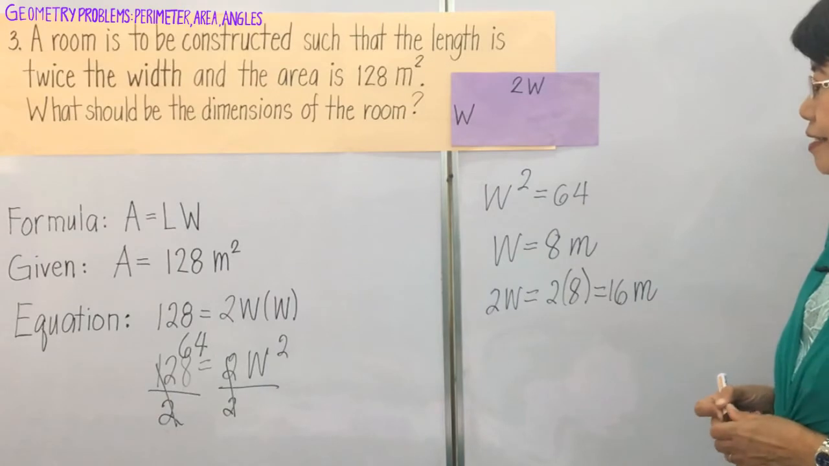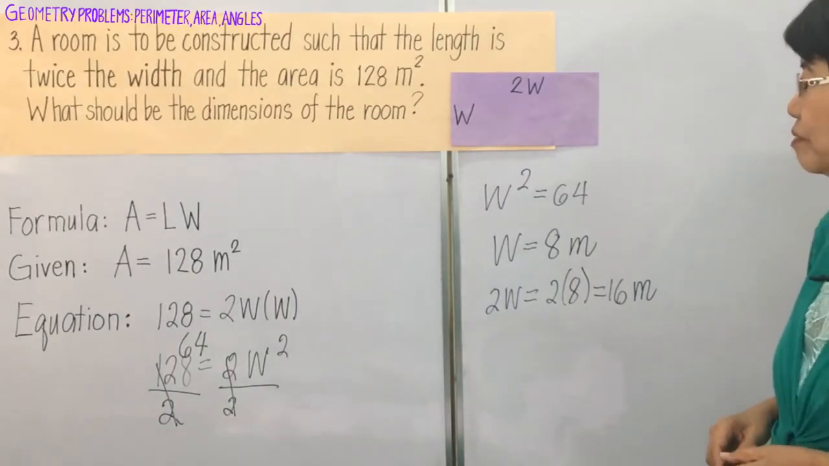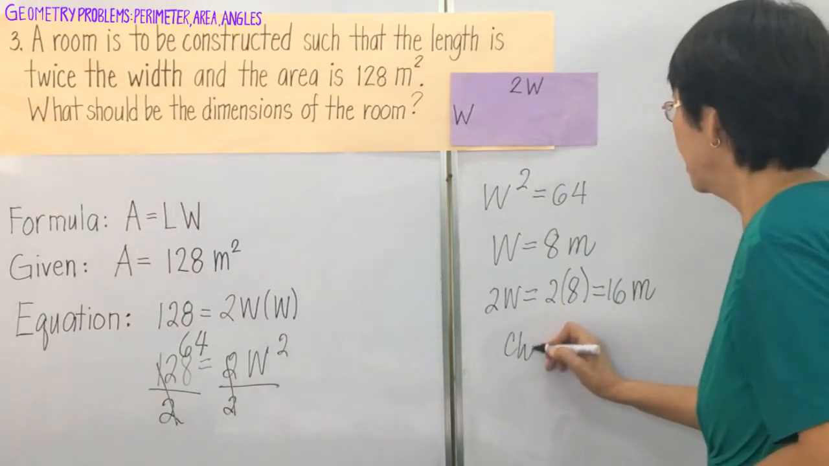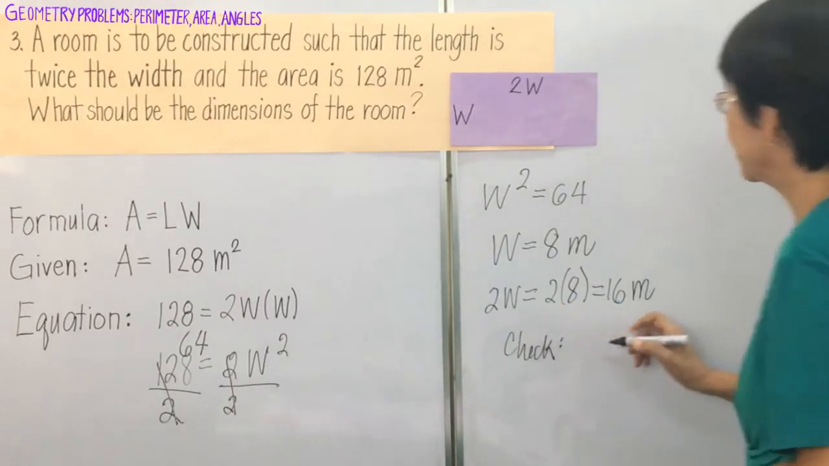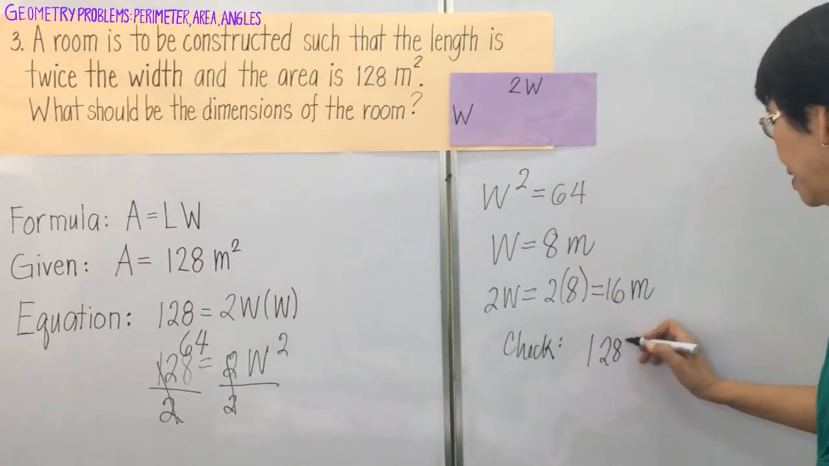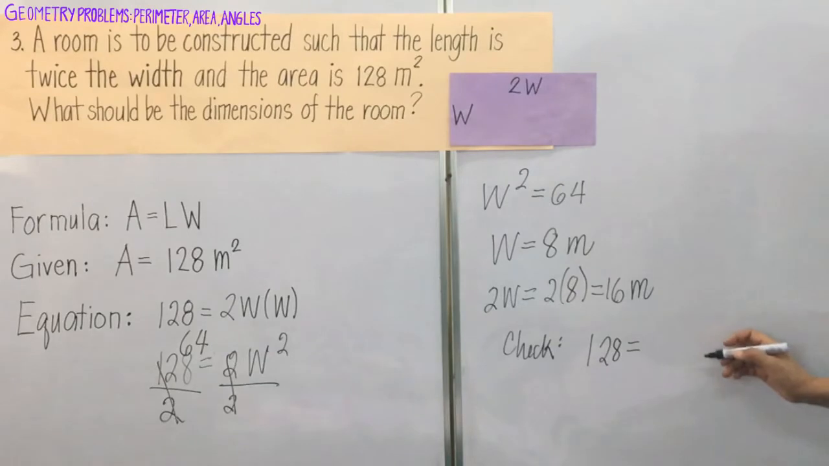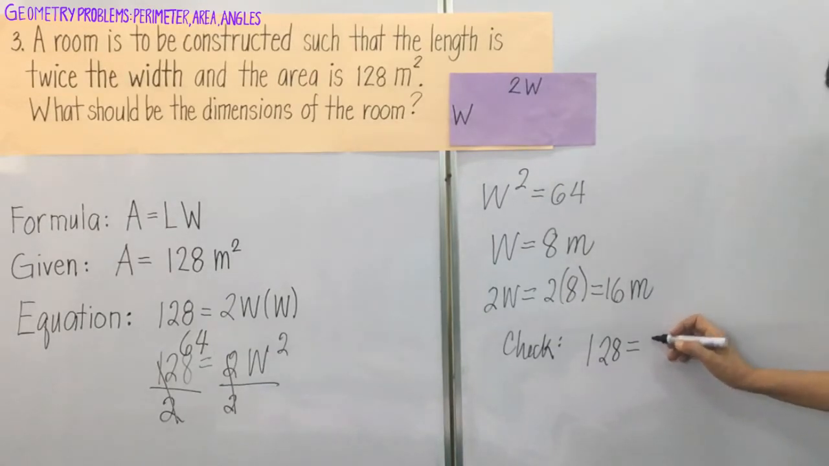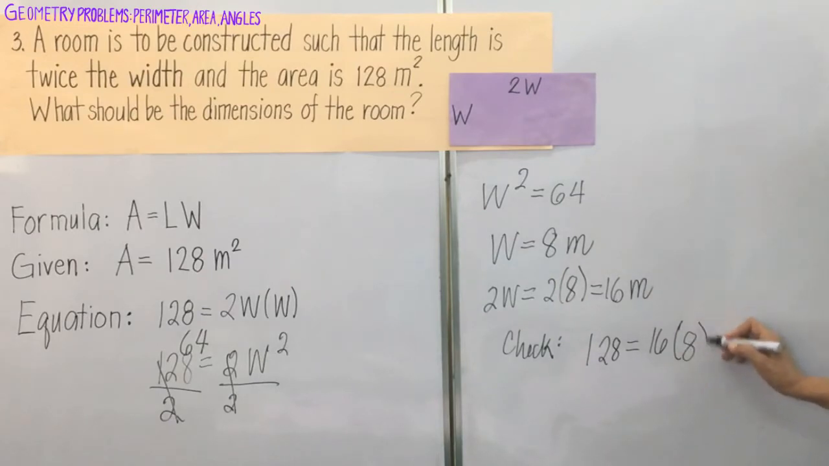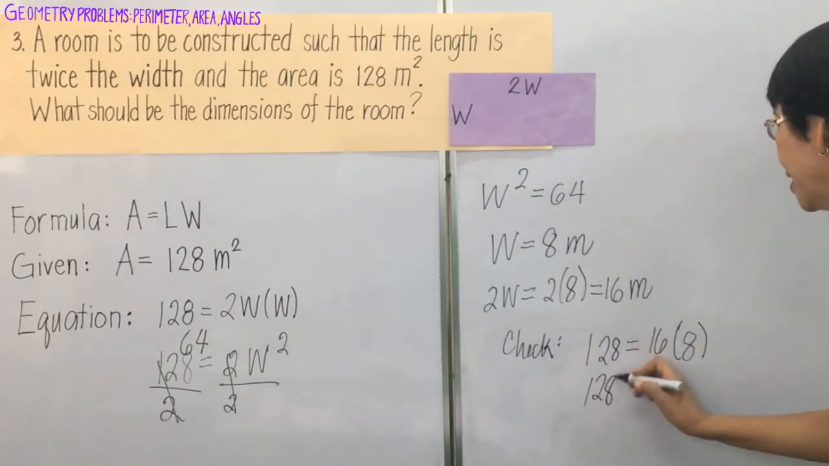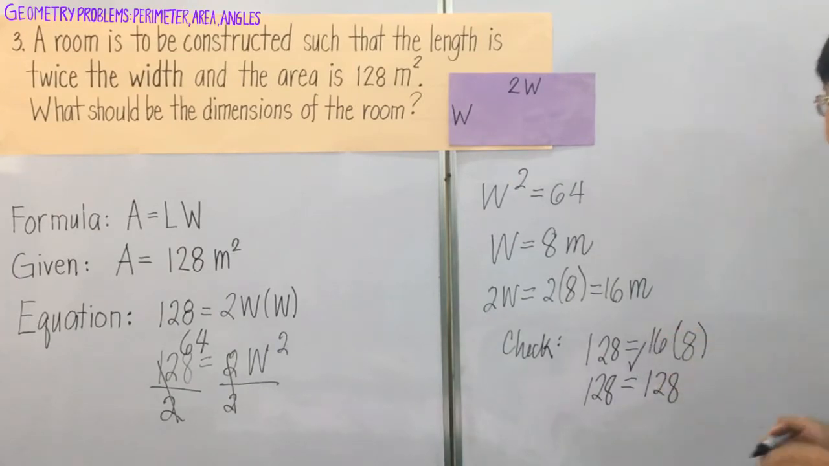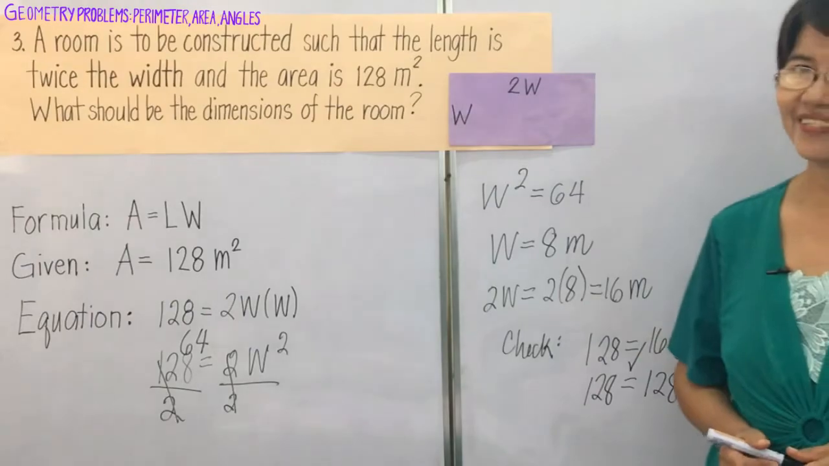And to check that, we simply multiply the length and the width. So we have the equation 128 is equal to 2W, 16, times W, 8, and we have 128 equals 128. So our answers are correct.